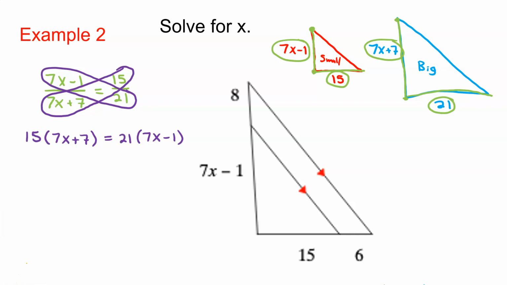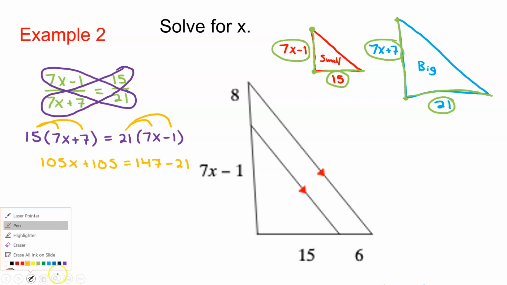Let's go through and actually multiply. I'm going to need a calculator here, just for efficiency. Feel free to use it. 15 times 7x, well, 15 times 7 gives me 105x. 15 times 7 again, that's just going to be 105, is equal to, let me distribute the 21. 21 times 7 gives me 147x. And then 21 times negative 1, that's negative 21.